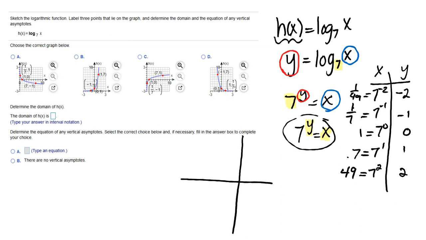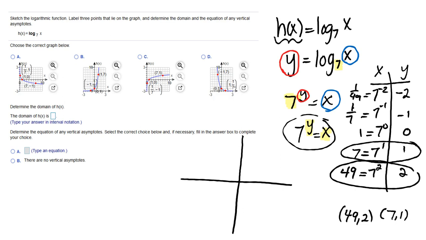So let me see what these points look like. Starting with this one right here, we have the ordered pair 49, 2. Okay, that's a little bit too far off my screen, so maybe I should start with this one. That's the ordered pair 7, 1. 7, 1 would be right here. And this ordered pair is 1, 0. 1, 0 would be right here. All right, then I have the ordered pair 1/7, -1. 1/7, -1 would be about right here. So you can kind of see what the picture's looking like now. You can connect these 3 points.